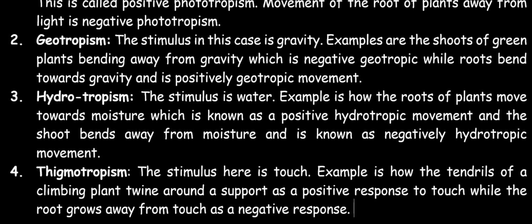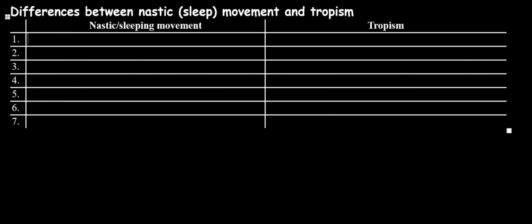The next aspect we'll be talking about in today's lecture is the differences between the nastic or sleep movement and the tropic movement or tropism. Number one, for the nastic or sleeping movement, movements are reversible, or growth is reversible. While for tropism, movements are not easily reversible. That is, growth in tropic movement is irreversible.